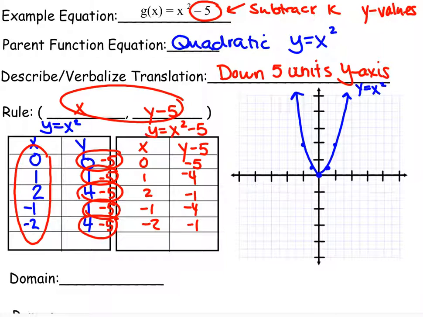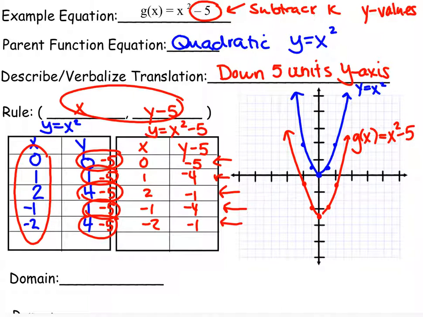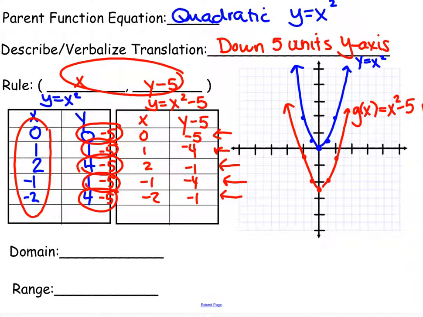So we're going to graph these ordered pairs. So here's our first ordered pair, over 0, down 5. Next ordered pair, over 1, down 4. Next ordered pair, over 2, down 1. Next ordered pair, negative 1, negative 4. Last ordered pair, negative 2, negative 1. All right, so we should see in our new function, this is our g of x function, that when we look at its parent in the blue, each of those 5 ordered pairs should be shifted down 5 units.